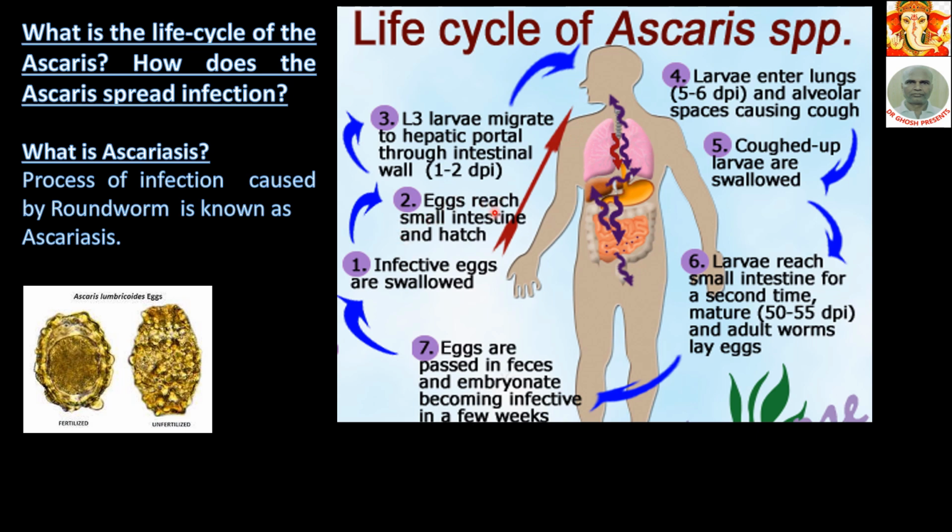Number two, eggs reach the small intestine. From the mouth, it comes to the small intestine. Small intestine means here. Larvae, L3 means some level of development. Larvae migrate to the hepatic portal through the intestinal wall. From the intestinal wall, it moves to the hepatic portal. Hepatic portal means liver. You know, all our essential things in the food are absorbed in the portal system and go to the liver. Here also this particular larva moves through the portal system to the liver.